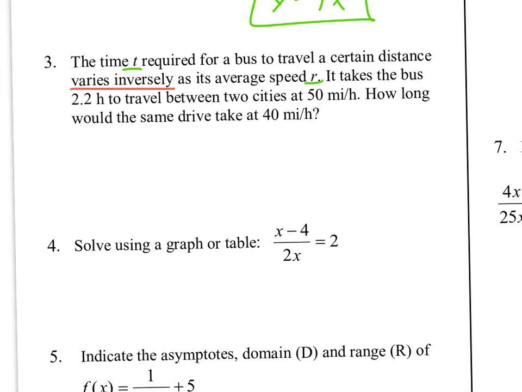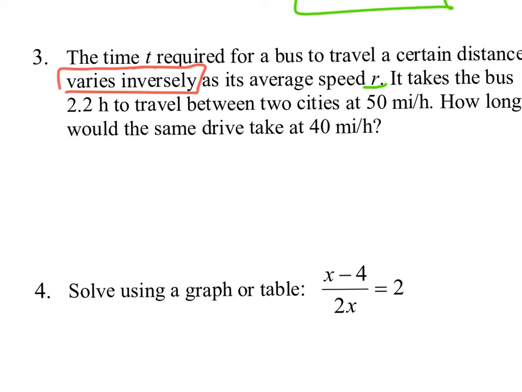This is a two-part problem, but the very first thing we need to notice is that varies inversely. That tells you exactly what equation to use. And we know that inverse variation is going to be my y equals k over x. But instead of y varies inversely as x in this case, we have t varies inversely as r. So instead of y equals k over x, we've got t equals k over r. And the easiest way to tell that is whatever letter comes first is going to be on the left side of your equation there.